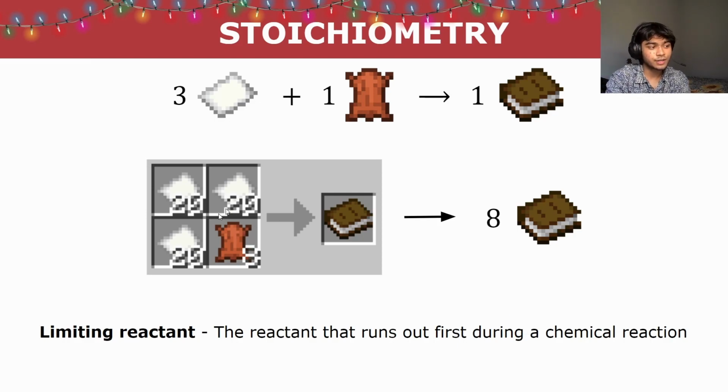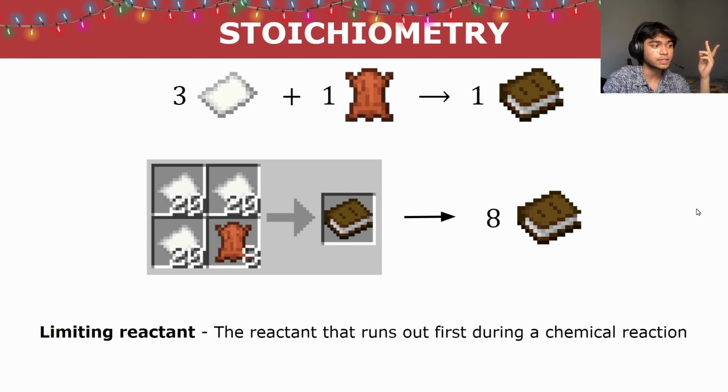So in this case, you're gonna form your 8 books and your 8 leather is gonna be used up, but then you're gonna have a lot of paper left over. You're gonna have 36 pieces of paper left over. So it doesn't matter how much paper you have, your leather is your limiting reactant, therefore it determines how much of your product you can form.